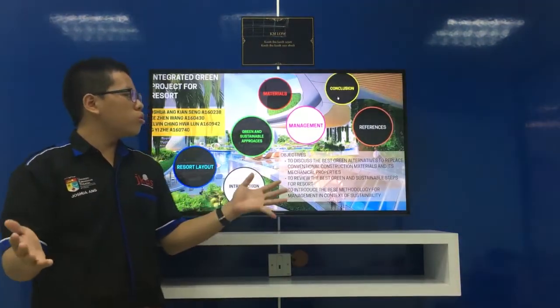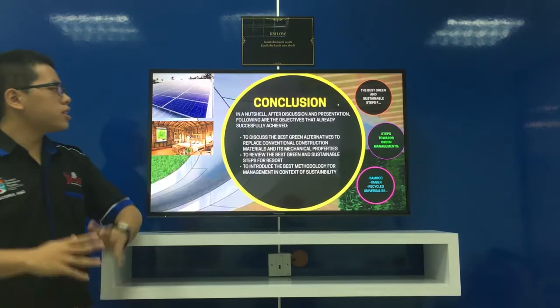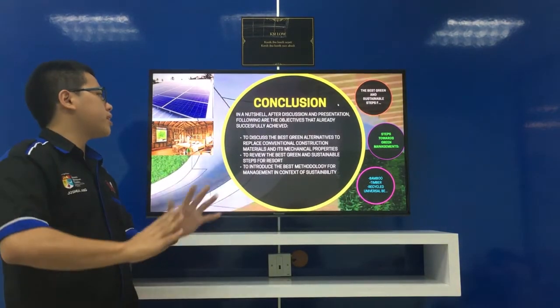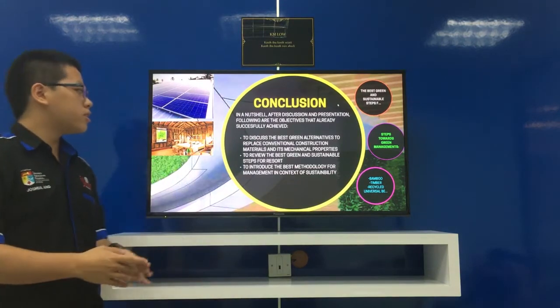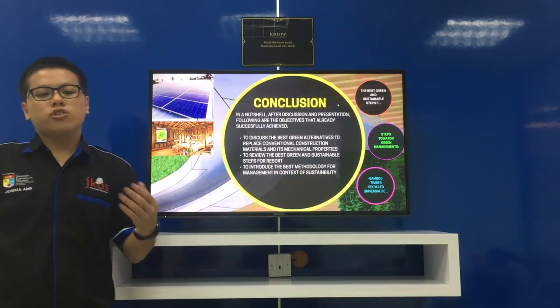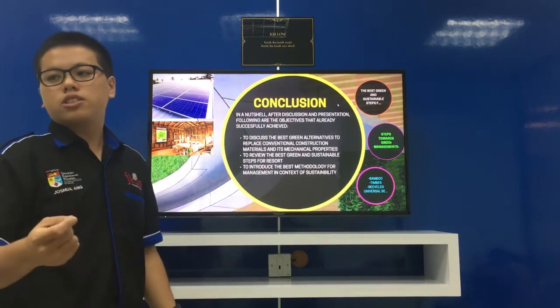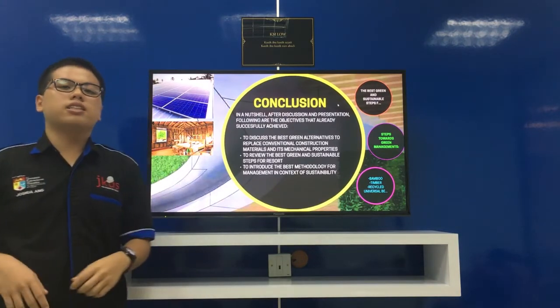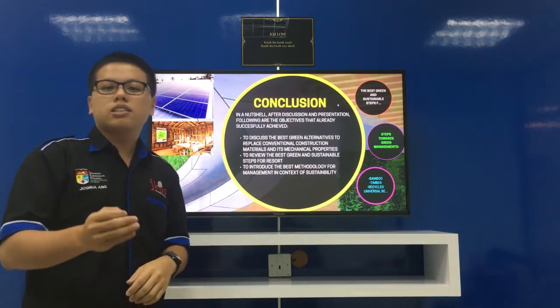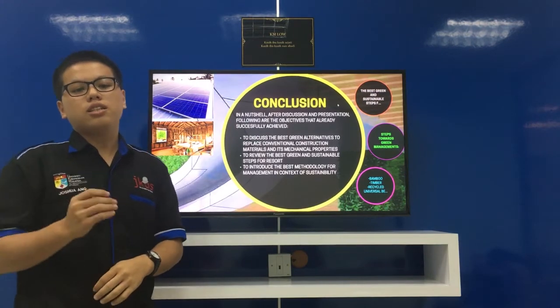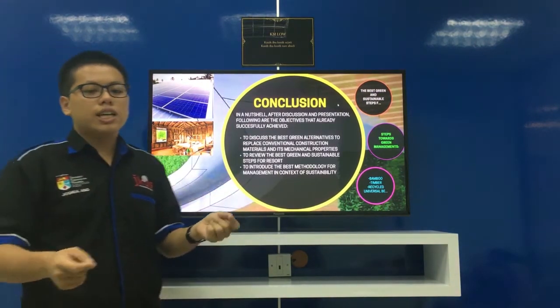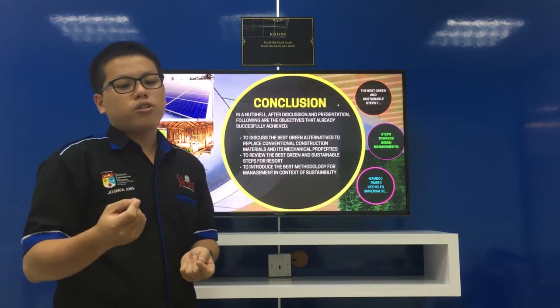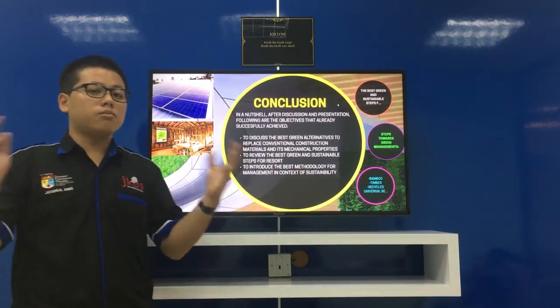Okay, now I would like to go to the conclusion. So in a nutshell, after discussion and presentation, the following are the objectives we have successfully achieved. First, to discuss the best green alternatives to replace conventional construction materials and their mechanical properties. Second, to review the best green and sustainable steps for the resort. And lastly, to introduce the best methodology for management in the context of sustainability.